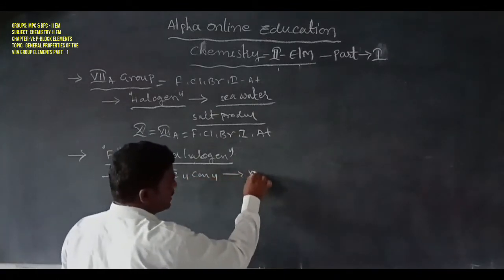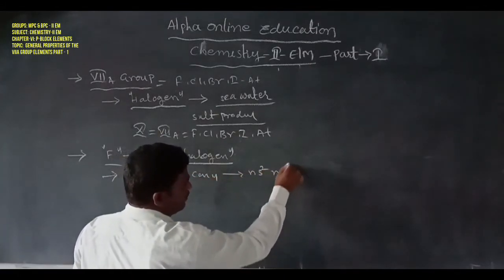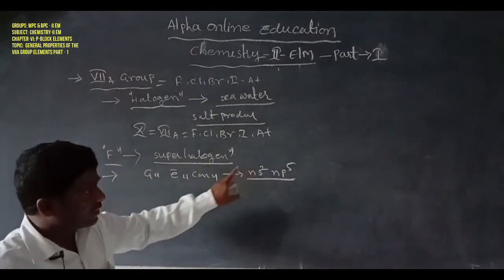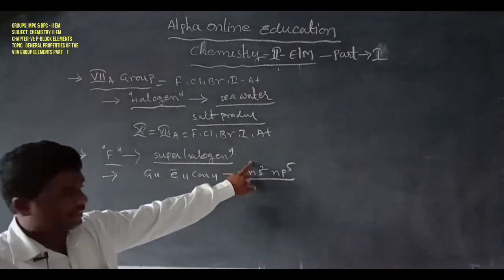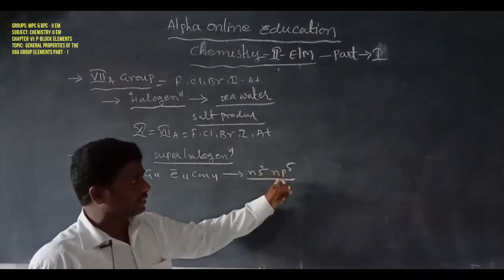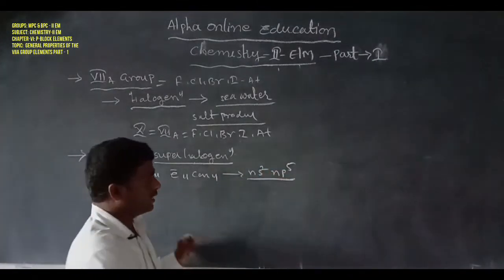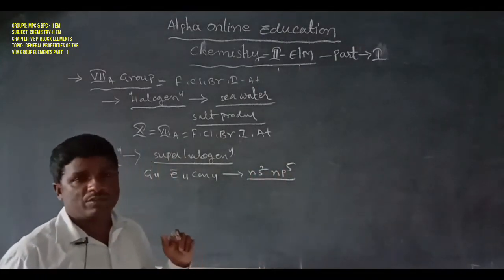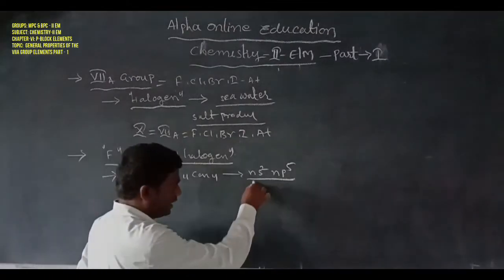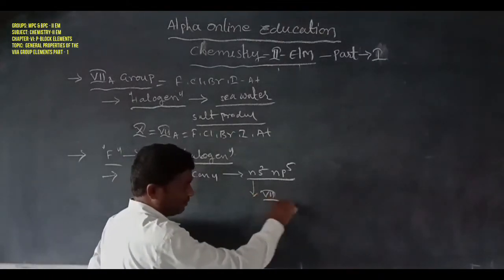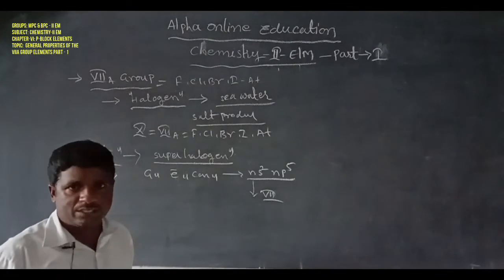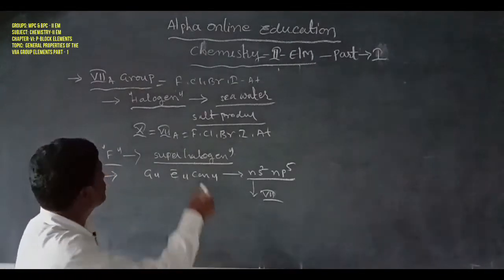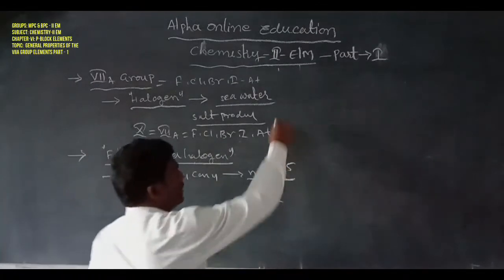7th A group elements is ns2 np5. The s orbital has 2 electrons and the p orbital has 5 electrons. So 2 plus 5, 7 electrons exist in the outermost shell. That is why it is called the 7th A group. In the 7th A group elements, the outermost shell has only 7 electrons.